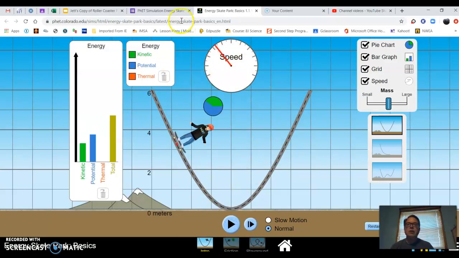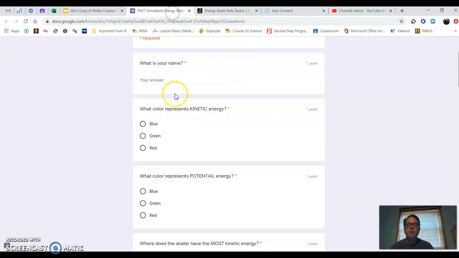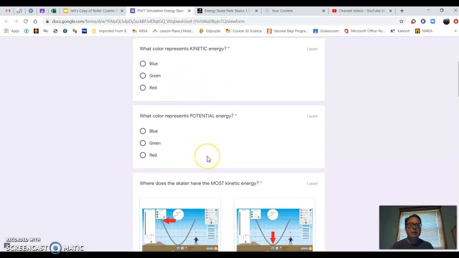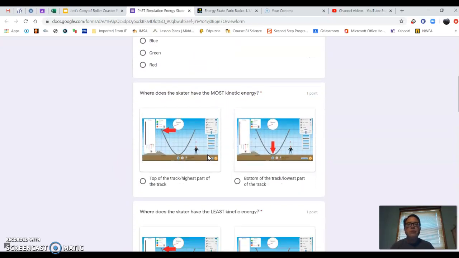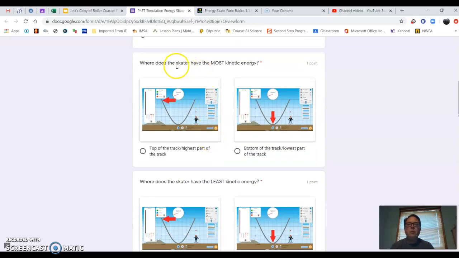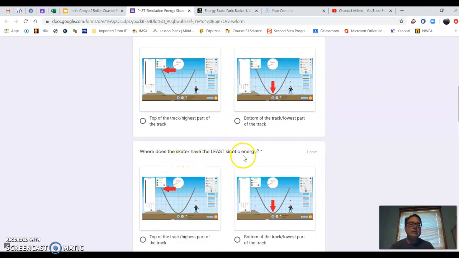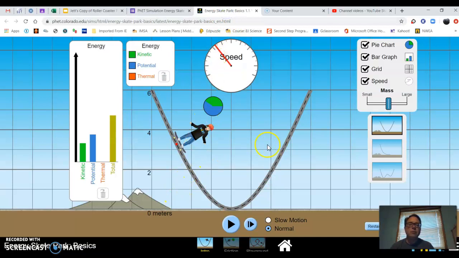I'll stop it right there and go back to our form today. So then you'll be able to answer these questions here. What color was kinetic and what color represented potential energy? Once you've done that, then you're ready for the next question. Where does the skater have the most kinetic energy? And then the question after that is, where does the skater have the least kinetic energy? Let's go back to our simulator. You can keep clicking back and forth to help you with this.